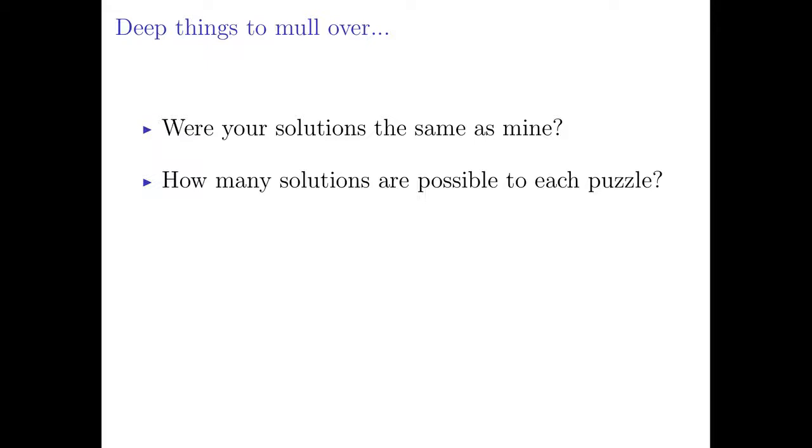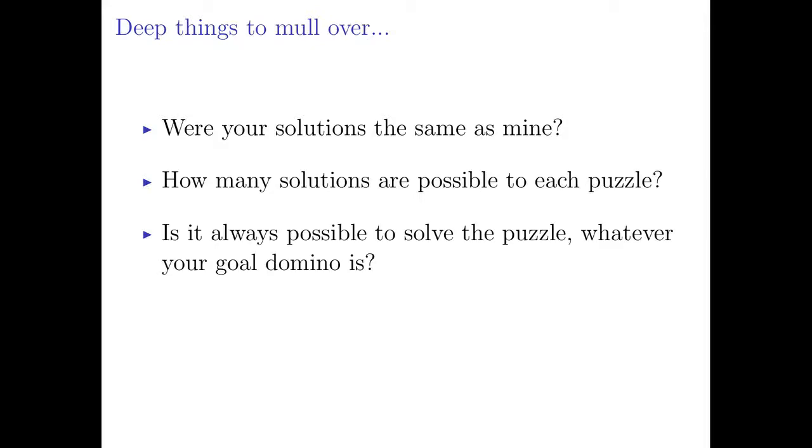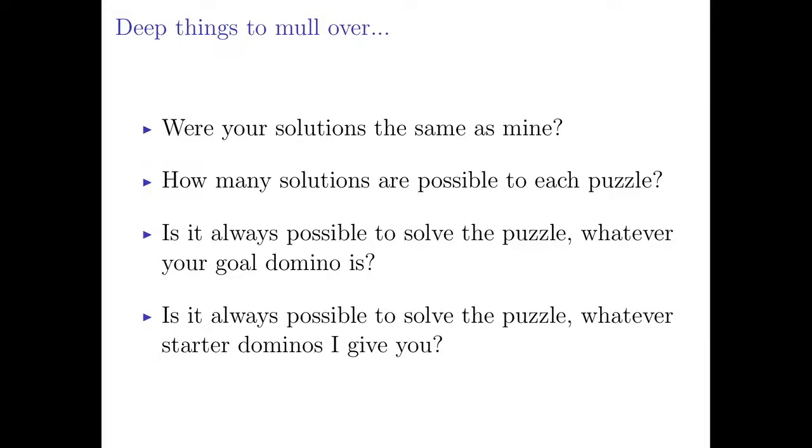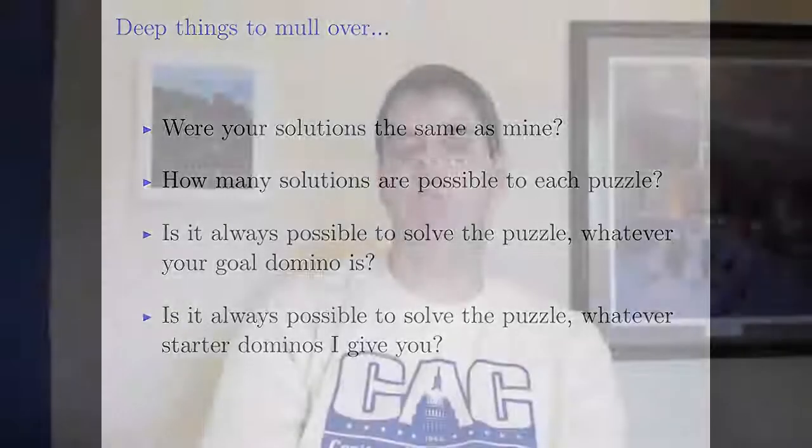Interesting question. How many solutions are possible for each of these puzzles? Are you able to get 3 different solutions, 5 different solutions? Are there infinitely many? Is there only one? You might want to mull that over. Another one, if I give you any gold domino, can you always find an answer? All of these 7 have a solution because I gave you one and maybe you found a different one. It's curious to think about, is it always possible no matter what the gold domino is? And finally, is it always possible to solve the puzzle no matter what the starter ones I give you are? No matter what yellow dominoes I give you, is it always possible to find a solution? These questions and more we will have the answers to in future segments, so stay tuned.